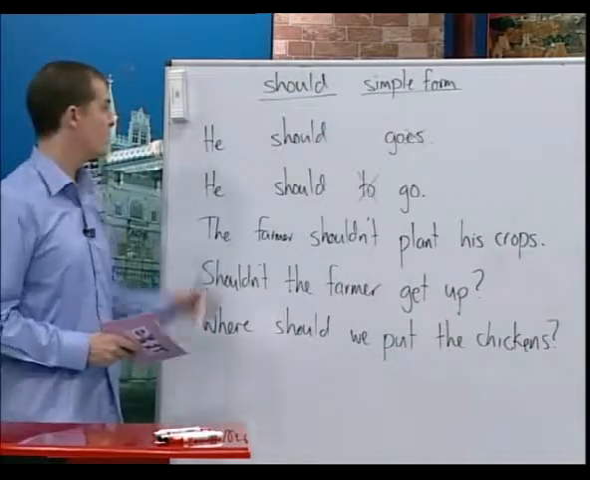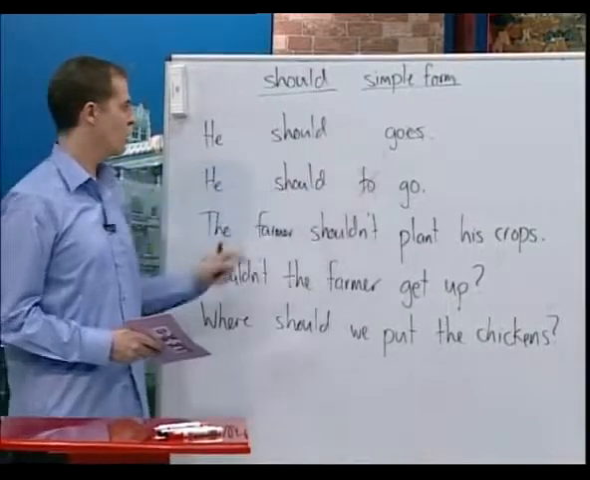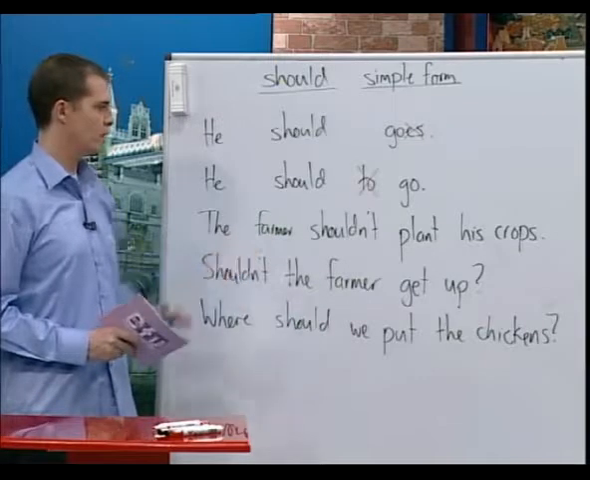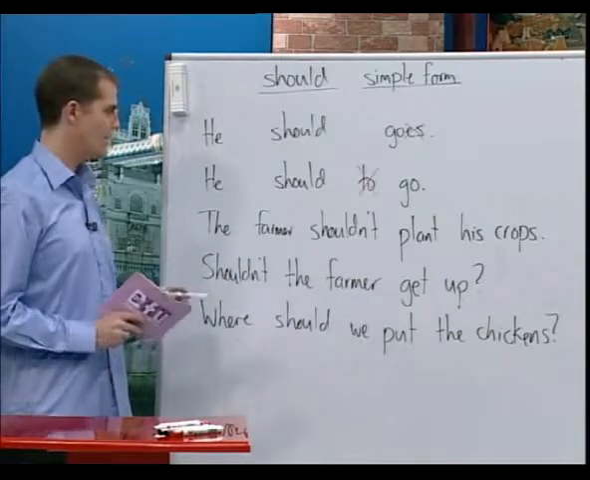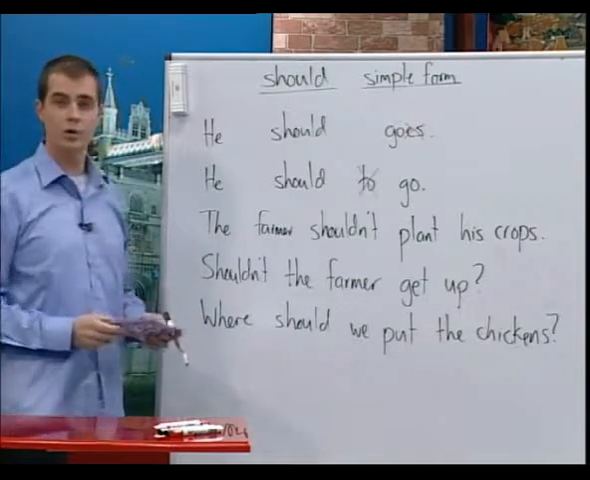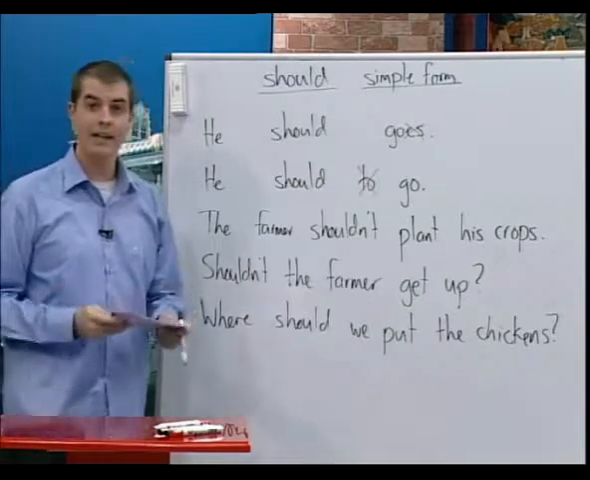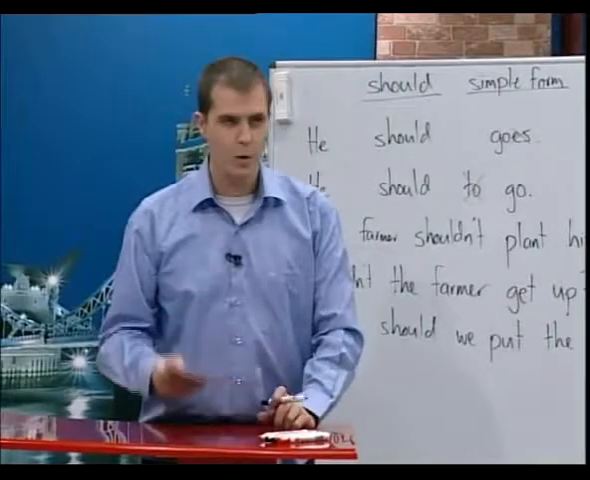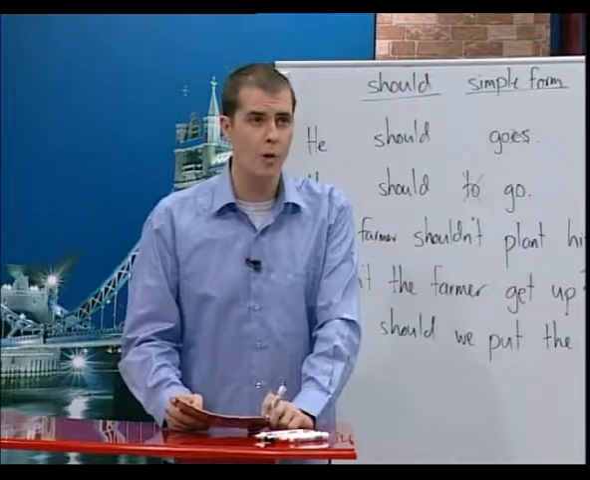So just one more time, remembering he should go, not goes. He should to go, no, he should go. The farmer shouldn't plant his crops. Shouldn't the farmer get up? Where should we put the chickens? And let's review should. Okay, Lewis, what do you think a farmer should always do? A farmer should always care of his animals. Cows, chickens, and sheep are always important on a farm.